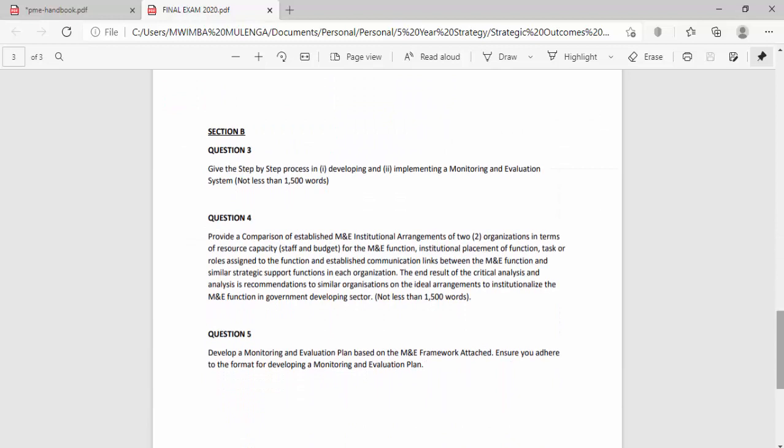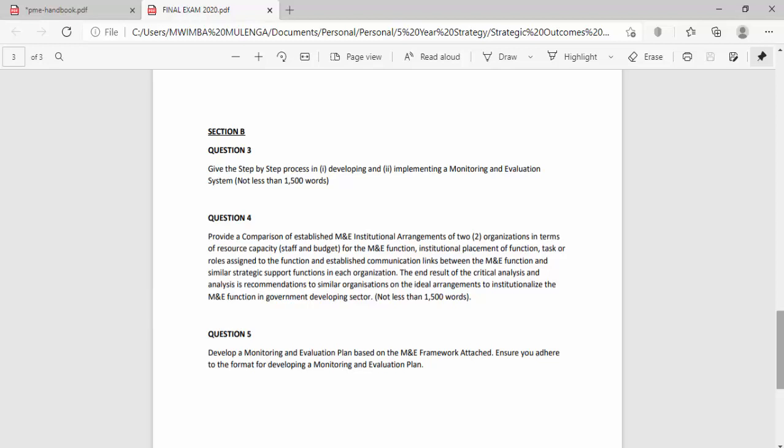Now question 3, section B: give the step-by-step process in developing and implementing an M&E system. Very straightforward, guys. I've talked about this so many times. You can look at some of my videos to get the best answers to this question. But one thing I can tell you is that it all begins from the logical framework matrix, because that is where all the indicators are. So you want to study those indicators, derive the maximum benefit and come up with an M&E system. Of course, the free ebooks in the description below give you a step-by-step process on how to do an M&E system. Apart from that, I think I've explained enough.